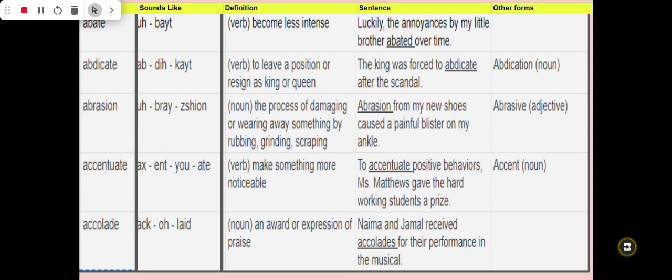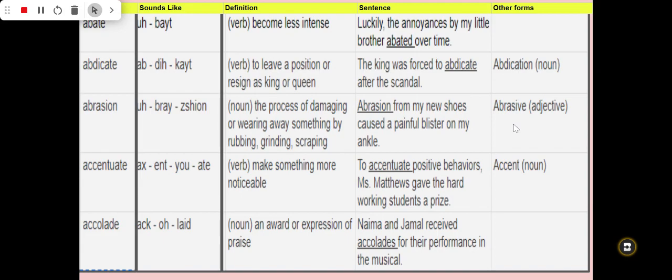The next word is accolade. It's an award or an expression of praise. Naima and Jamal received accolades for their performance in the musical. They were praised. They were awarded. Accolade. Pause to write these down.